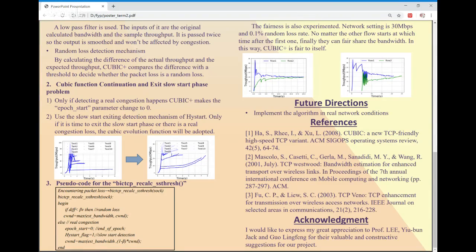So I've tried many different mechanisms, but I found I can use the HyStart exiting point detection mechanism to implement this. So I add a flag only if HyStart detects the congestion window is going to be equal to the BDP. It will set the flag to be 1, and it will allow the mechanism to exit the slow start phase. Otherwise, if the packet loss is just a random loss, it will continue to grow in the slow start phase.